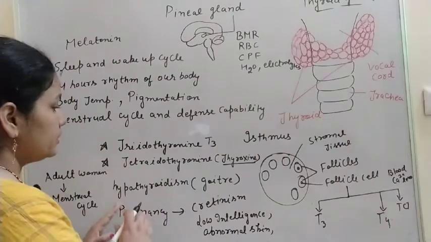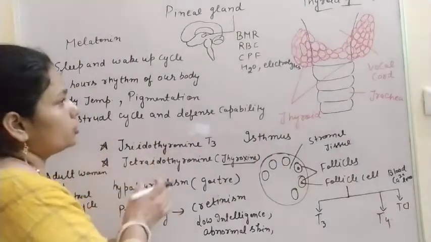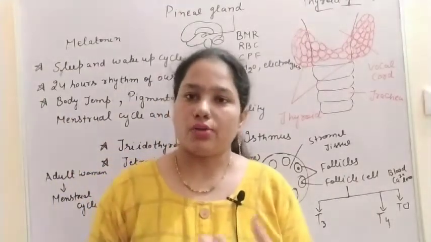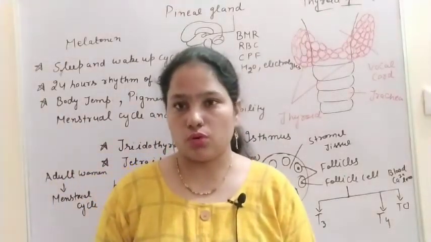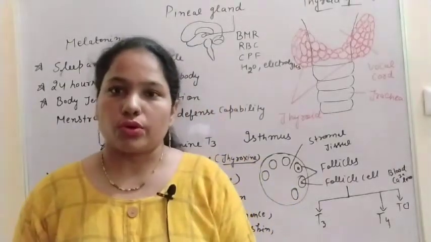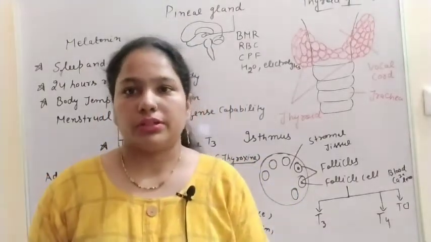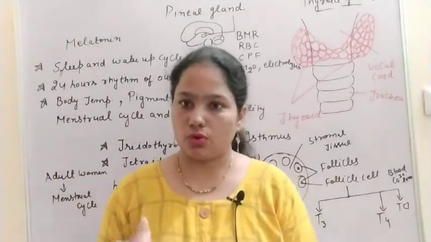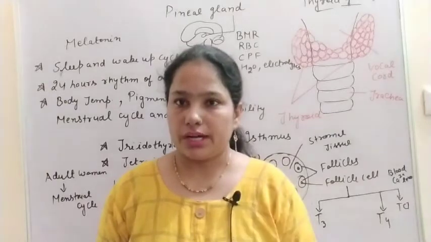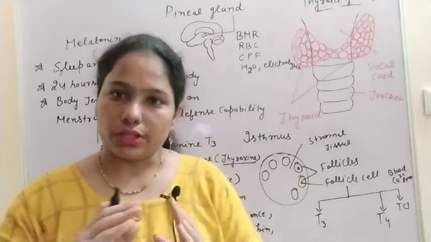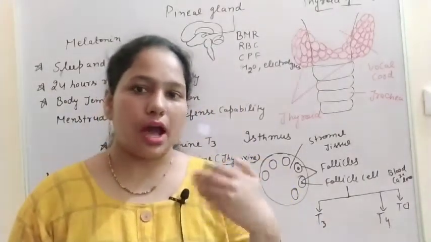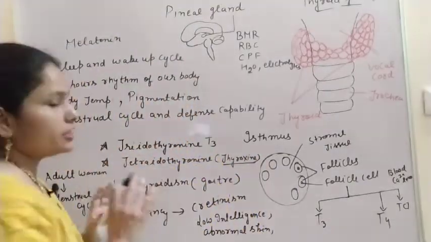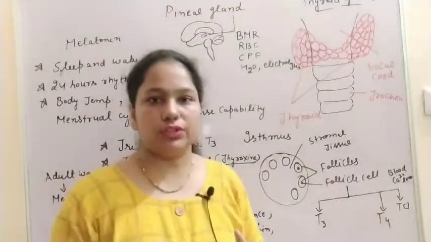So what happens for the production of the thyroid hormone? Iodine is essential. Iodine is essential for the proper functioning of the thyroid gland. If iodine is not there, then the secretion of the thyroid gland is not regulated. The hormones can be in a hyper amount or in a less amount. So iodine is essential for this.